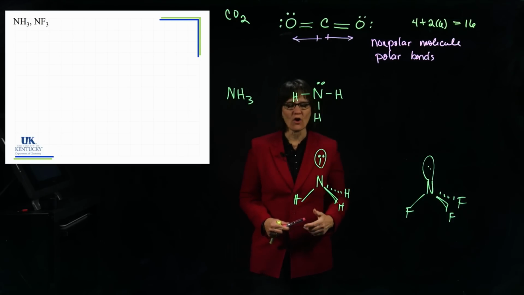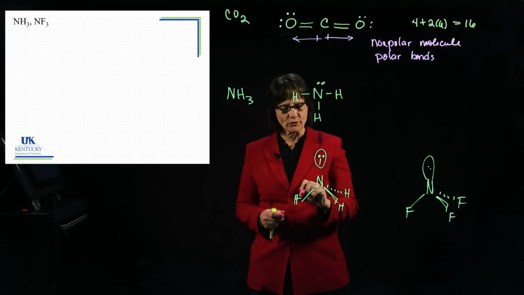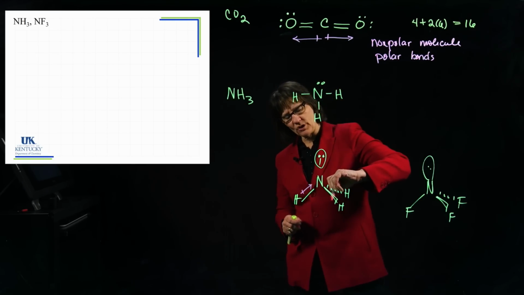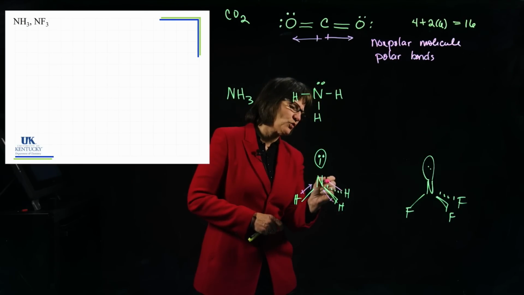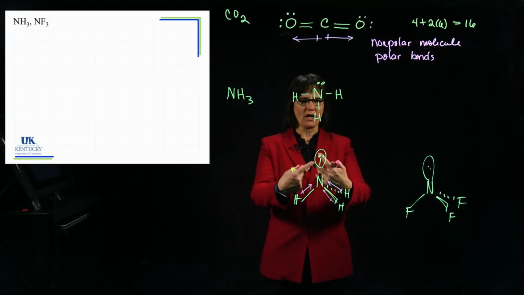Our vectors go from the least electronegative to the most electronegative. Now nitrogen is more electronegative, okay? So I would draw a vector towards the nitrogen. I would draw a vector towards the nitrogen. I would draw a vector towards the nitrogen. Now these are all 3 pointing in a general up direction.